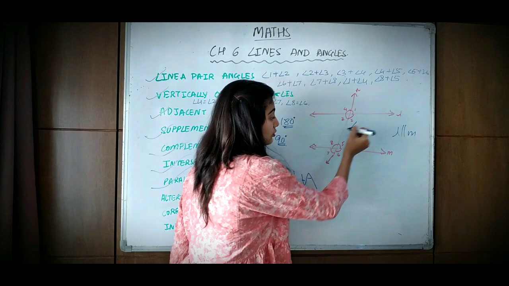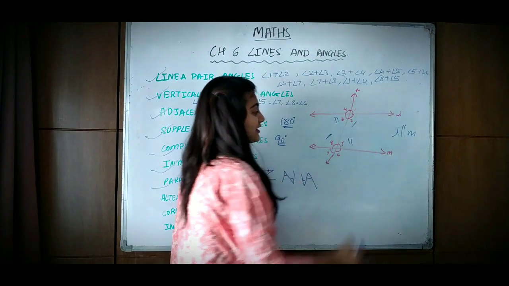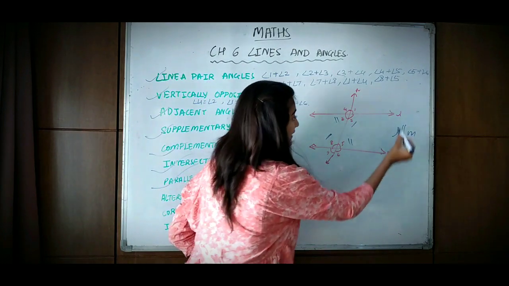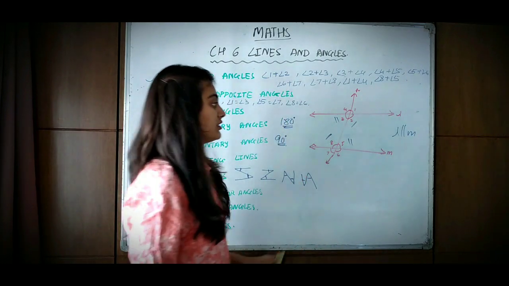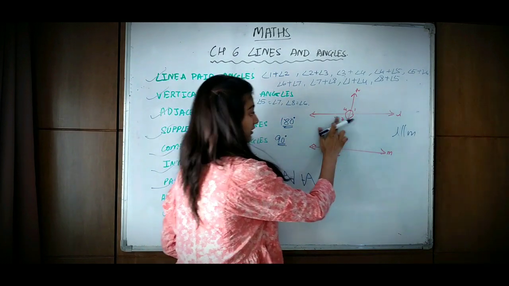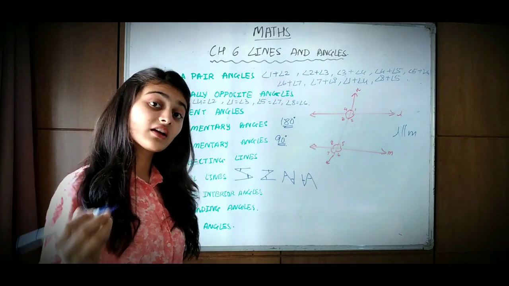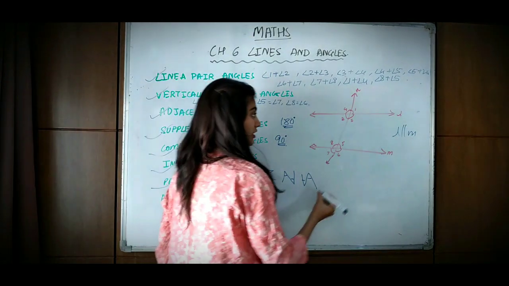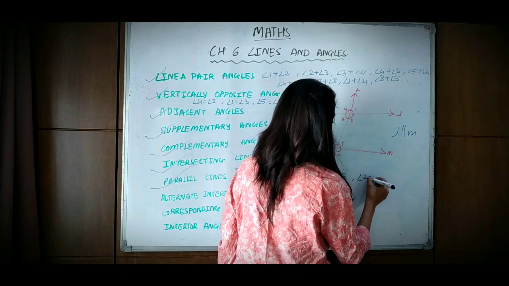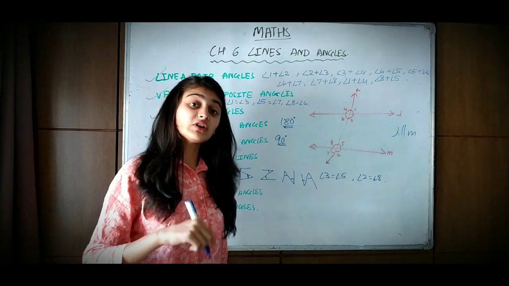So here 2 and 8 are equal and here 3 and 5 are equal because they are forming a Z. See, this is one Z and this is one Z. So they are alternate interior angles. Alternate interior angles are equal to each other. Angle 3 is equal to angle 5, angle 2 is equal to angle 8.